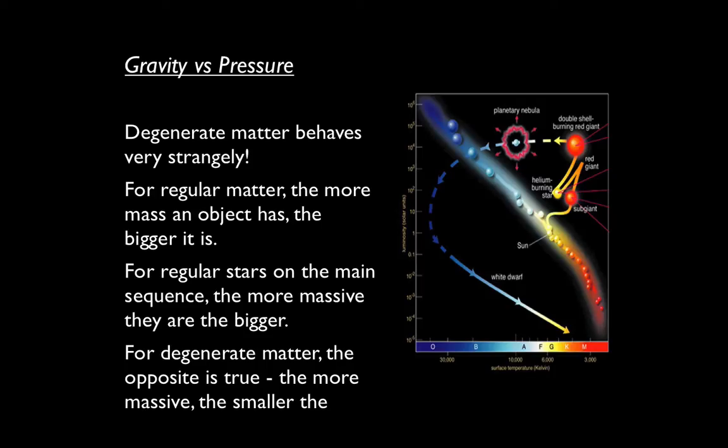Degenerate matter behaves really strangely. For regular matter, like you and me and the Earth, the more mass an object has, the bigger it is. For regular stars on the main sequence, the same is true. The more massive they are, the further up they are on the main sequence, and the bigger their radius will be. For degenerate matter, the opposite is true. The more massive the star is, the smaller it will be.